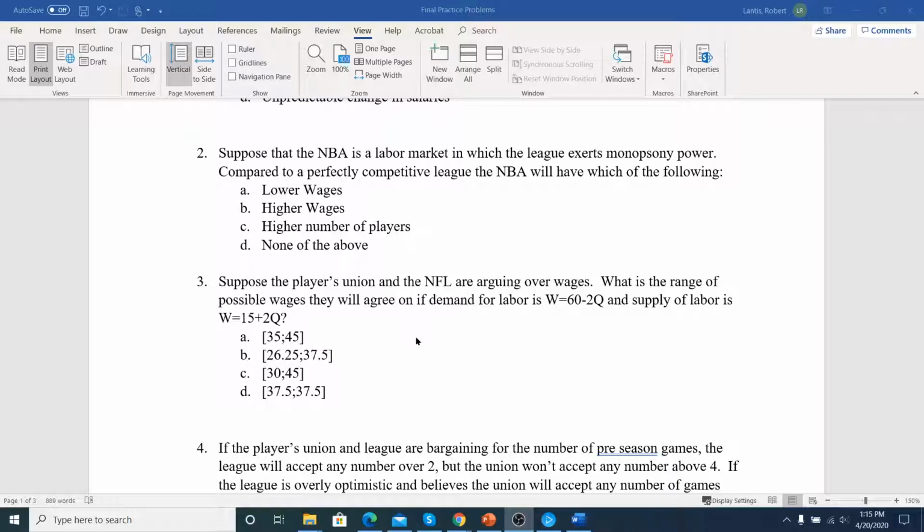If I was to write this on an exam, I would have been a little more specific and said, assume that the league has monopsony power. The NFL, they're the only professional football league. And also, remember the union is able to act as a monopolist because they're the only supplier of labor to the NFL. So given that, we've got these two equations, 60 minus 2q and 15 plus 2q. So how are we going to solve this one?